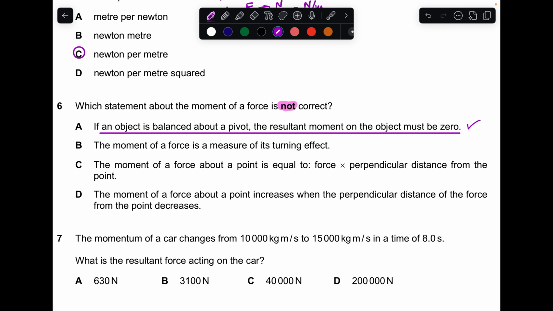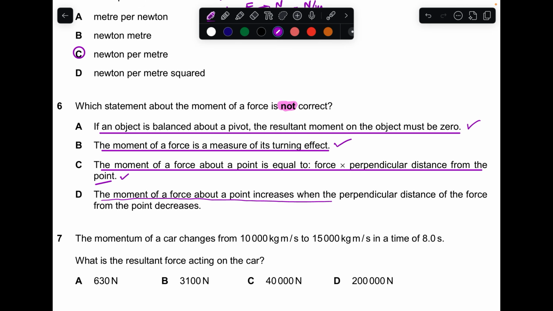Okay. The movement of a force is a measure of its turning effect. Yes, movement of a force is turning effect. The movement of a force about a pivot point is equal to the force multiplied by the perpendicular distance from the pivot. Okay, this is the definition for the moment. So this is also correct. So the movement of a force about a pivot increases when the perpendicular distance of the force from the pivot decreases. No, it should increase to increase the force. So basically it's the option D that is incorrect.